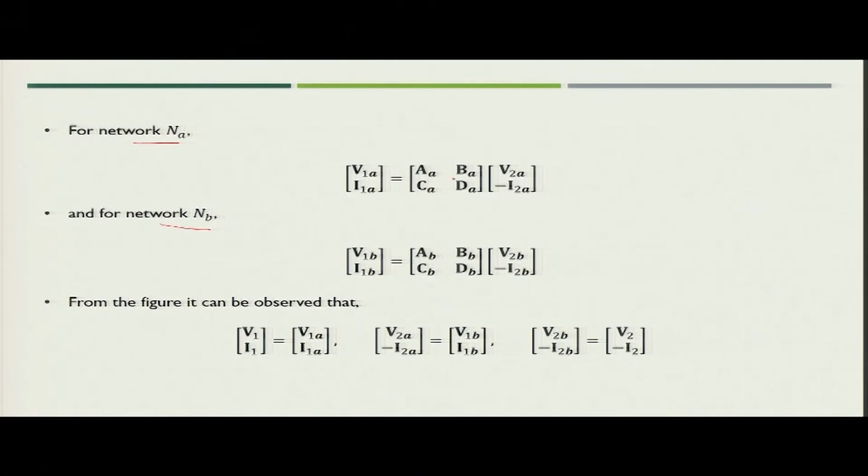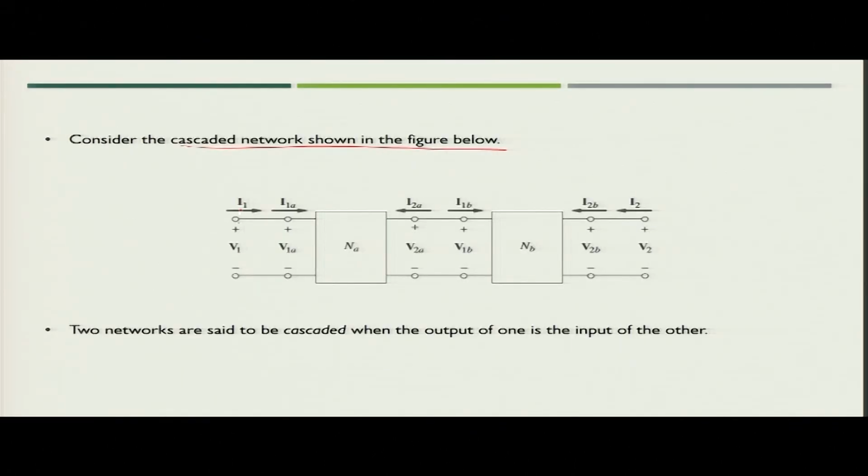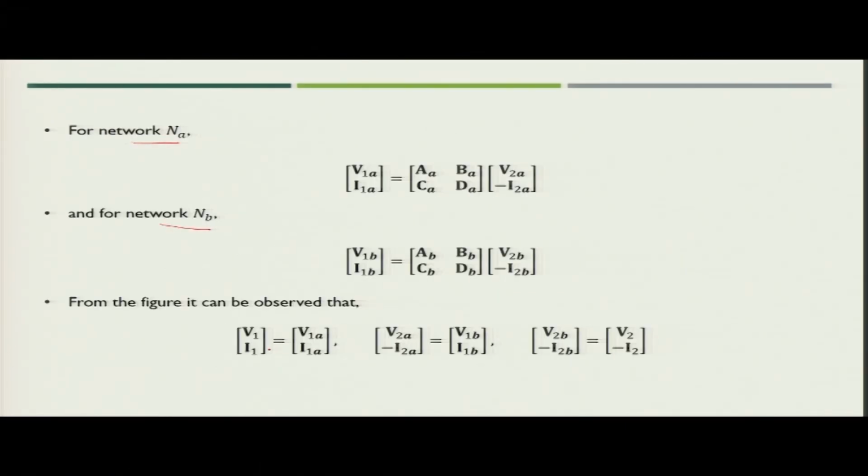Now, from the figure what can we observe? We can say that V1, I1 is nothing but V1A and I1A, because V1, I1, the input vector for the overall network, will be such that V1 is equal to V1A and I1 equal to I1A. So, we can write V1, I1 is nothing but V1A, I1A.